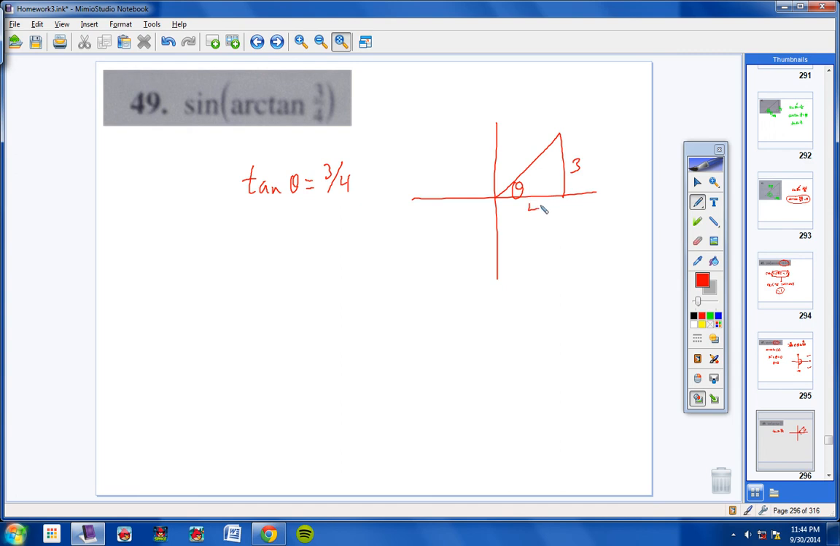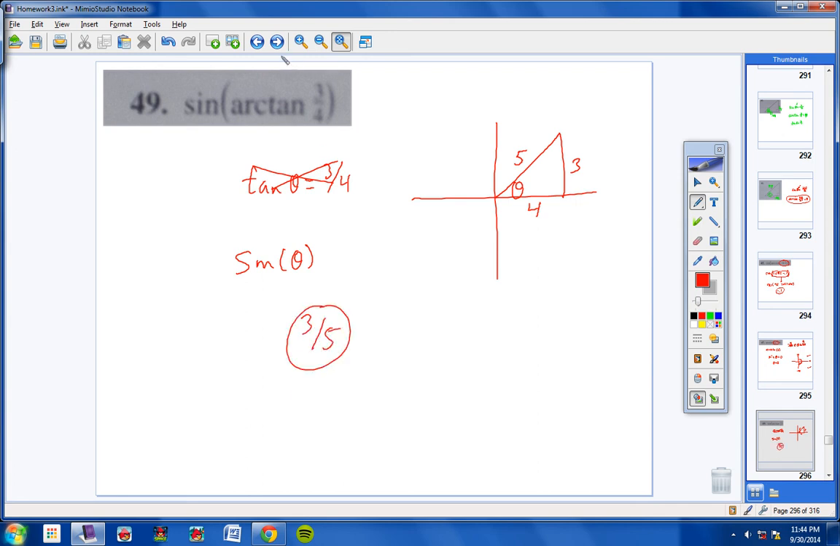Opposite over adjacent. So using the Pythagorean theorem, this will be 5 right here. And now we have totally defined theta. Theta is this angle here in this triangle. So now we just take sine of theta, and sine of theta would be opposite over hypotenuse. So the answer is 3/5.